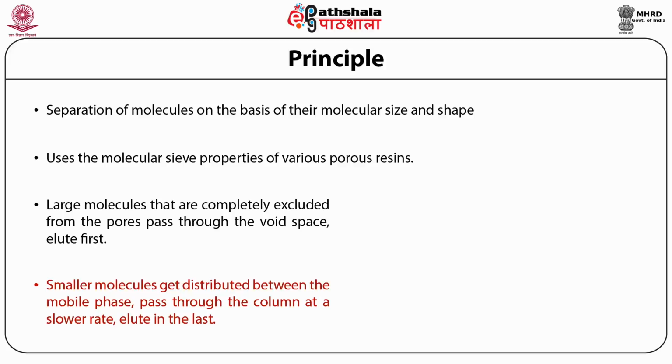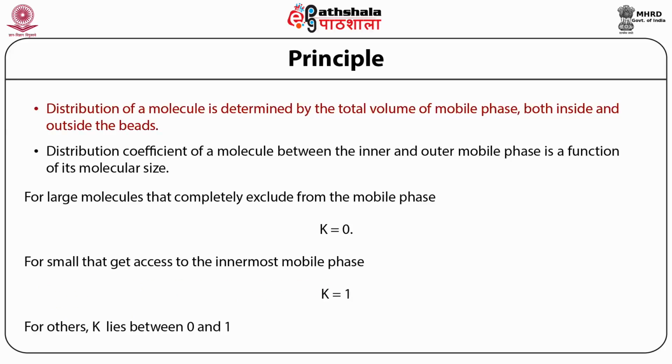Trapping of the mobile phase inside the bead solely depends on the porosity of the resin beads and the size of the molecules to be separated. Thus, the distribution of a molecule in a gel filtration column of cross-linked beads is determined by the total volume of mobile phase both inside and outside the beads. In gel filtration chromatography, the distribution coefficient of a molecule between the inner and outer mobile phase is a function of its molecular size.